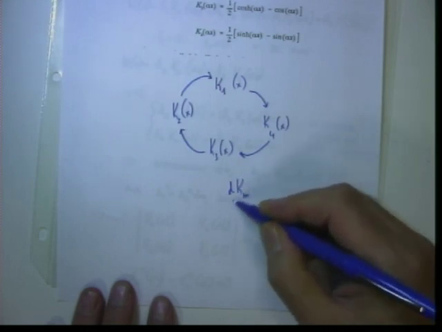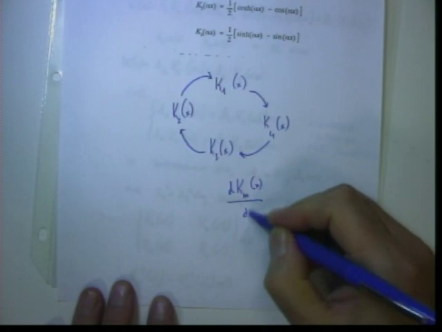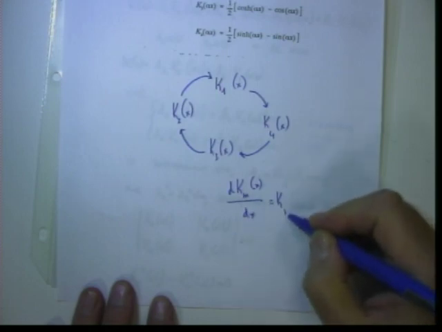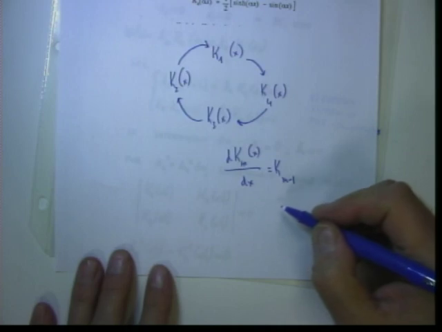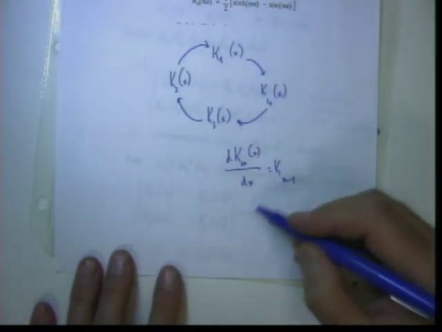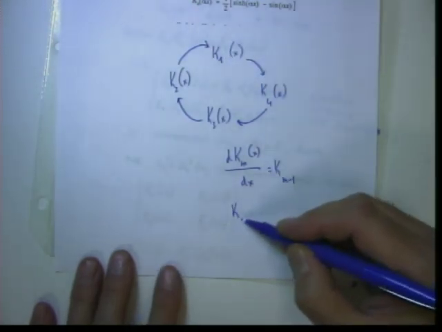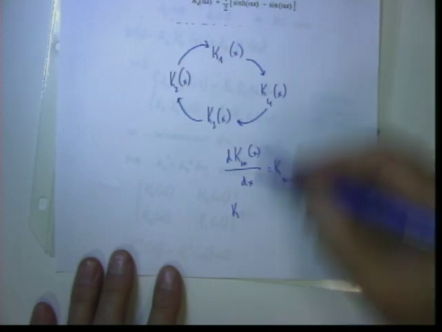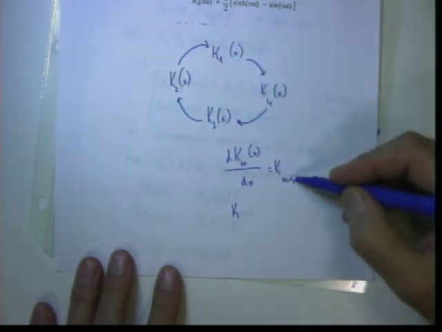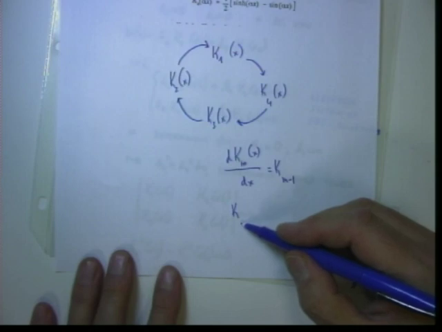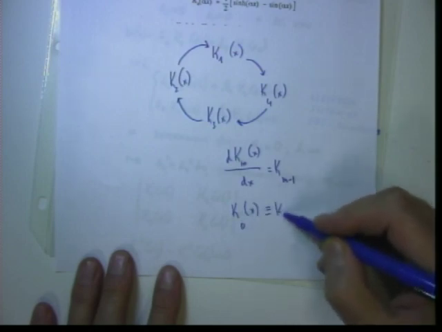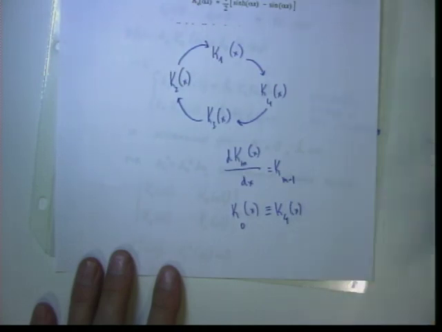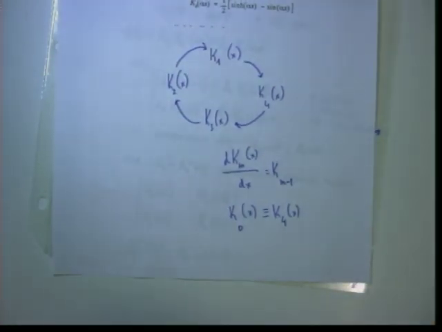The derivative of Km of x dx equals Km minus 1. And when I differentiate K1, I get one number less, which is 0. K0 at x is identified as K4 of x. Okay, so we may hold this page.